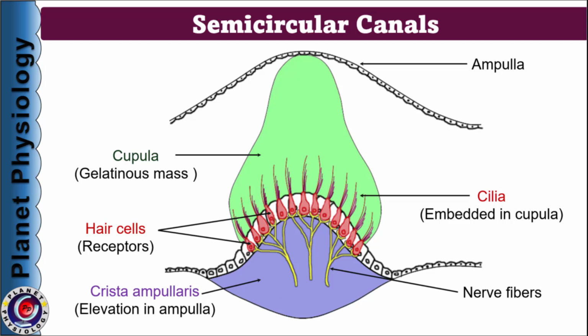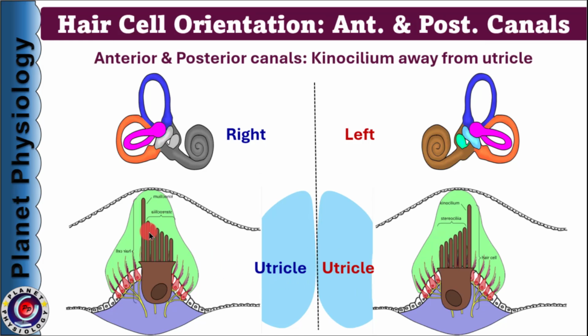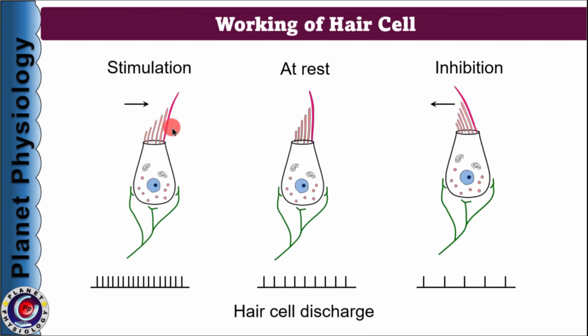Hair cells in each canal are arranged in polarized manner. In horizontal canals, the kinocilia of hair cells are oriented towards the utricle, while in anterior and posterior canals, they are oriented away from the utricle. When the stereocilia bend towards the kinocilium, hair cells get depolarized and increases the firing rate of the vestibular nerve. When they bend away from the kinocilium, hair cells are inhibited, decreasing the firing rate. Okay, this was about the structure of semicircular canal.